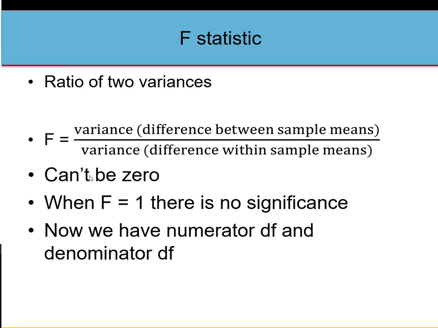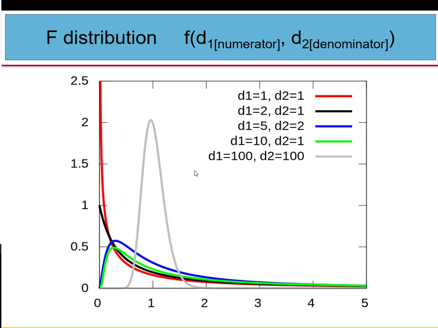And then we know that the F statistic can't be 0, because when you divide something by something else, you may get close to 0, but you're not going to get 0. You can't divide by 0. When F is equal to 1, there is no significance. Now we have numerator degrees of freedom and denominator degrees of freedom, because we have number of groups up here and then number of people within the groups here. So the F distribution looks different, and you have to account for the degrees of freedom for the numerator and the degrees of freedom for the denominator.